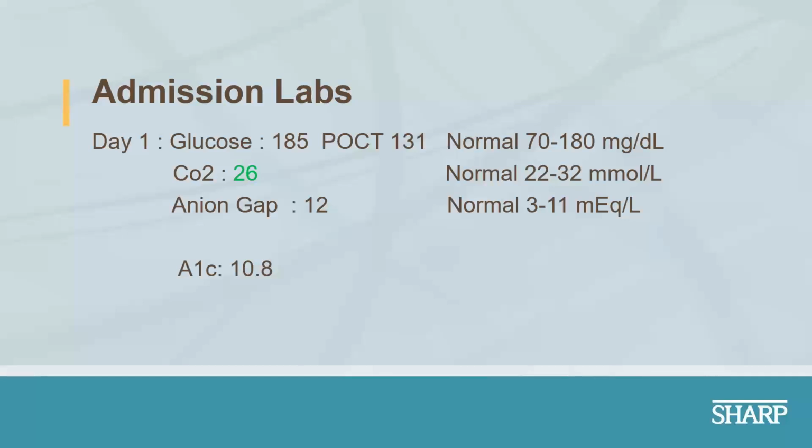When she was admitted, her admission labs, again, just focusing on her diabetes care: her glucose was 185, her point of care glucose was 131, a little bit over, but not crazy, as she came in. Her CO2 was 26, which is within normal limits, and her anion gap was 12, just slightly over what our normal is. We also saw that her A1C was 10.8.